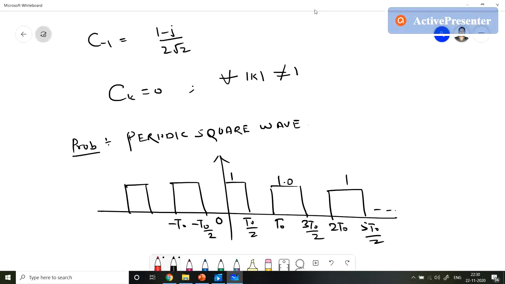So it is repeating basically. Just like here we have t0 to 3t0 by 2, then we have minus 2t0 to minus 5t0 by 2. So it is just like it is repeating. So this is a square wave. Now what we need to find out?